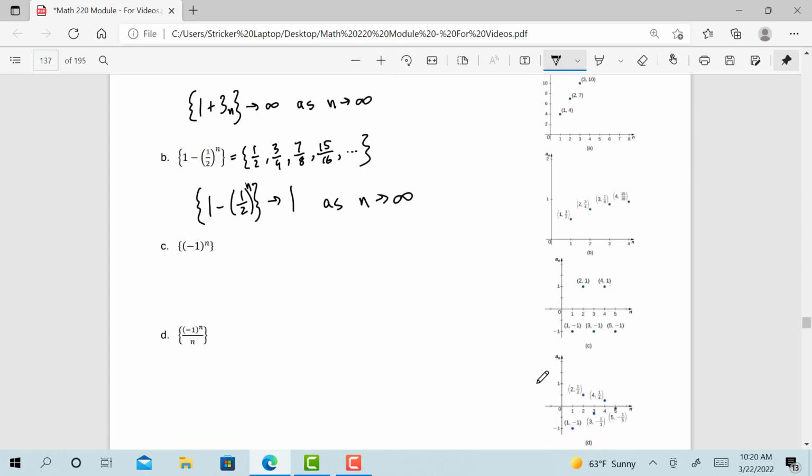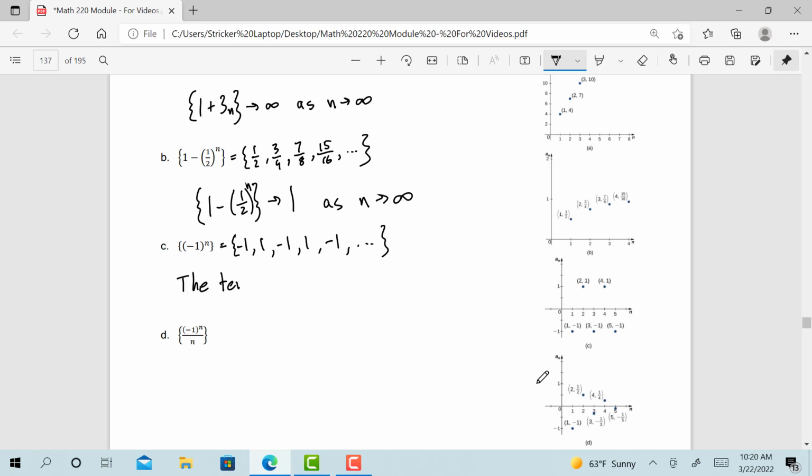Okay, the next one, C, is a little bit different. You'll notice in this one, the terms alternate. The first term, when n equals 1, gives you -1, and then you get +1, and -1, and +1, and -1, and so on. So it jumps back and forth. The terms alternate between -1 and +1. So this particular sequence does not converge on a particular value.